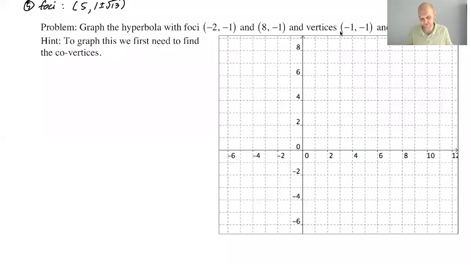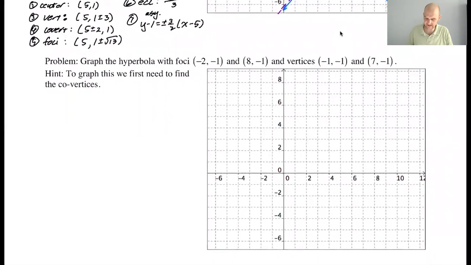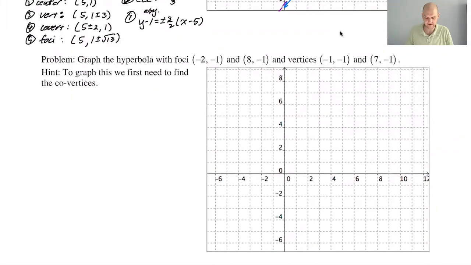All right, we're back. We're still on page 174. We're still graphing hyperbolas, and this time we have a slightly different set of given information. Let's see if I can plot these without messing it up, but who knows. So our foci are here.